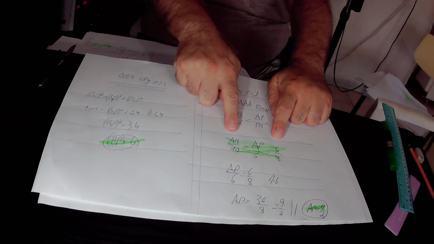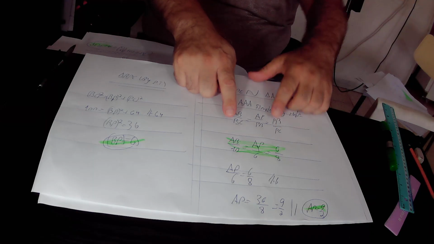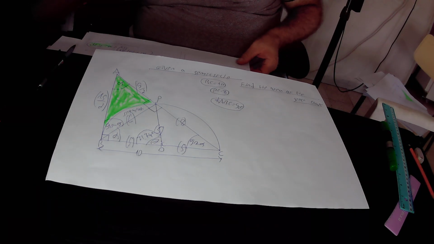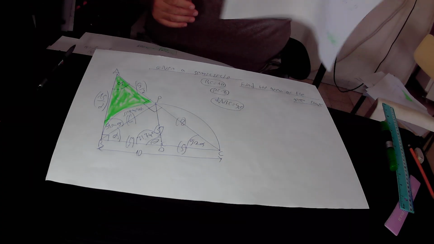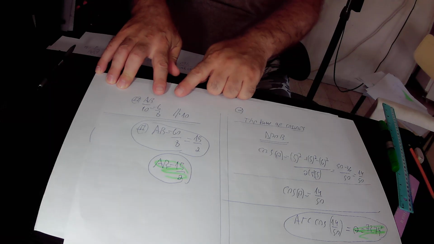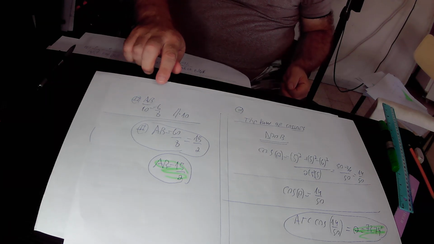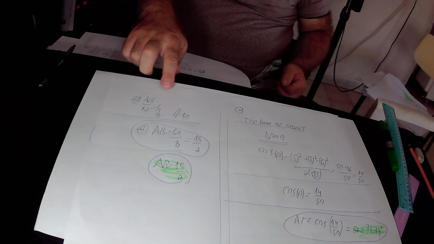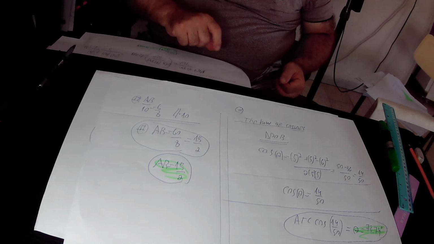Those two expressions are equal to each other, and therefore we get the second equation. According to the second equation, AB over 10 equals 6/8. Again, AB over 10 equals 6/8. Here we multiply this equation by 10 and find that AB equals 10 times 6, which is 60/8.